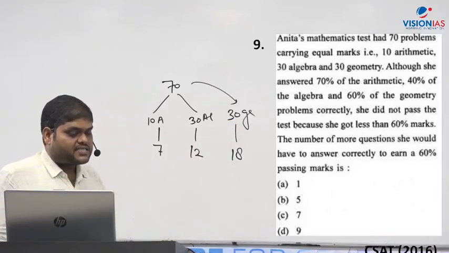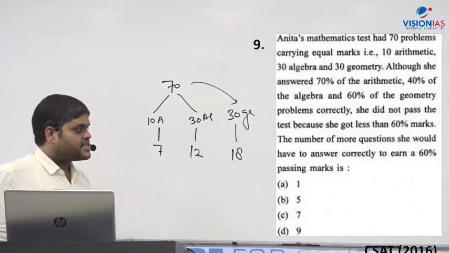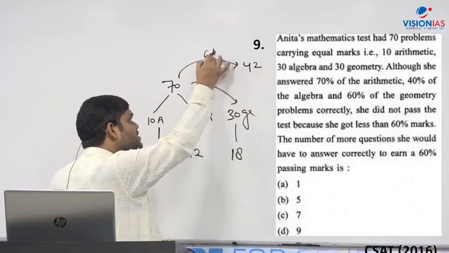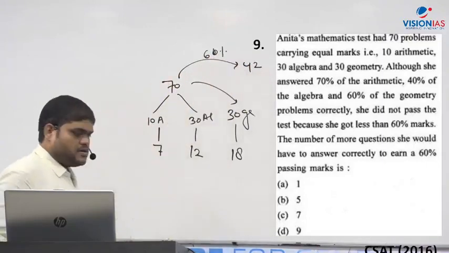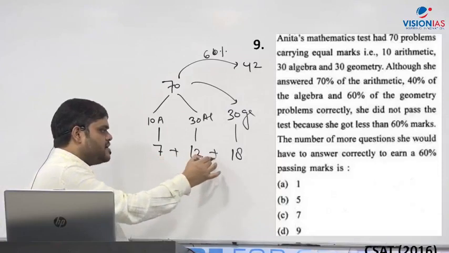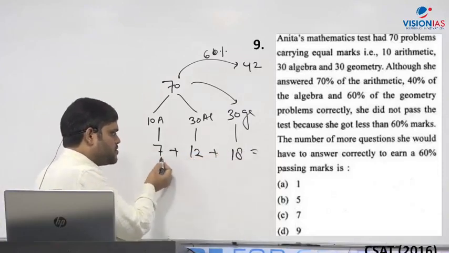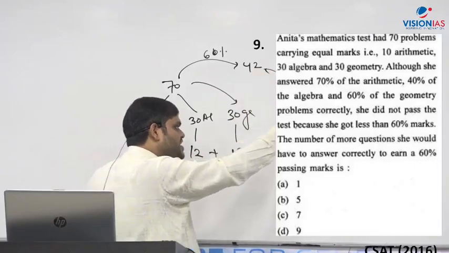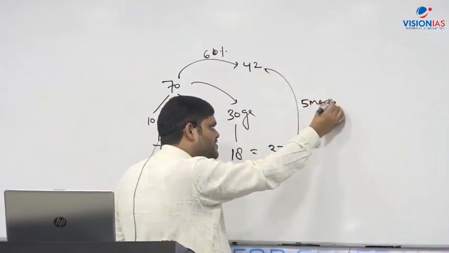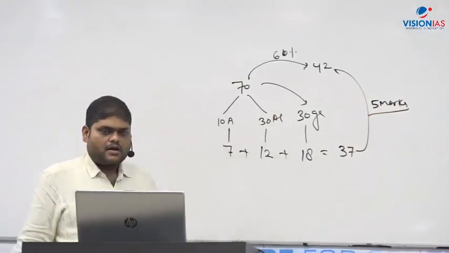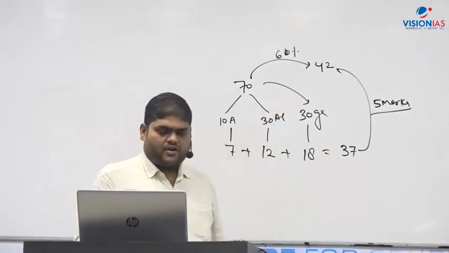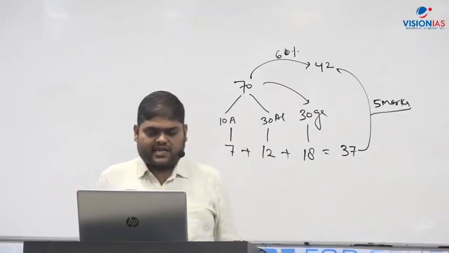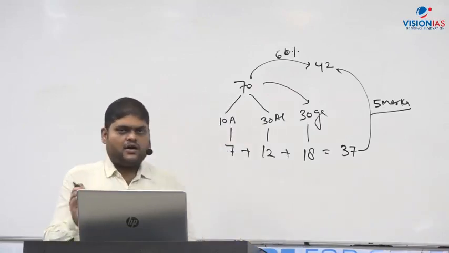She did not pass the test because she got less than 60% marks. For 60% marks, she needs 42 marks. But how many marks is she getting? She is getting 37 marks. So how many more marks does she need? 5 marks. Now I am leaving it to you to decide whether this is a difficult or simple question.